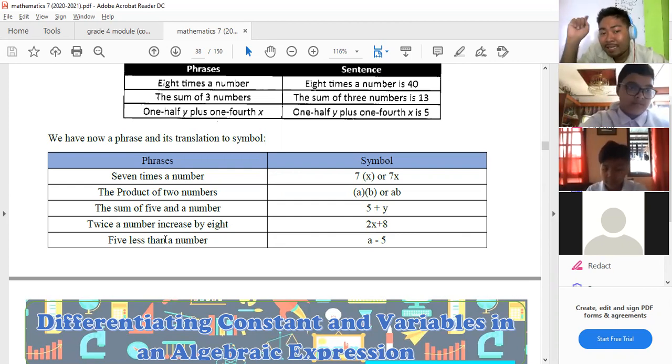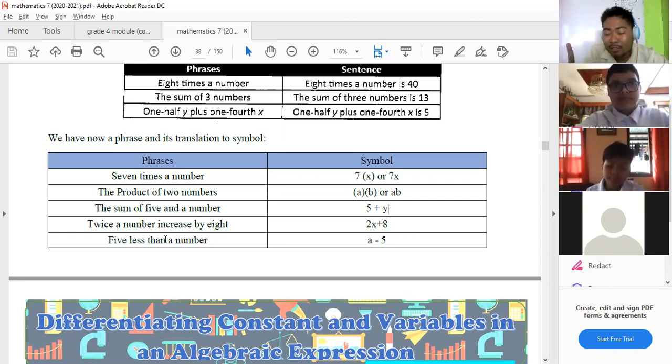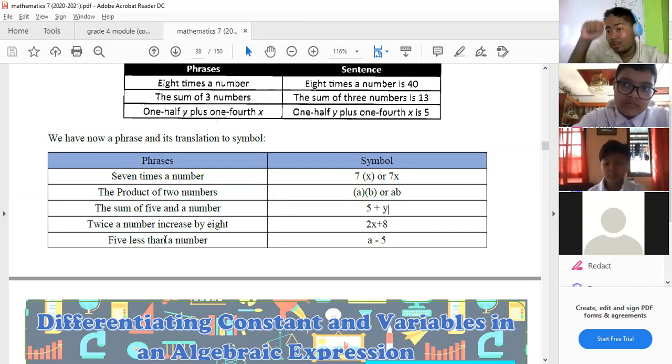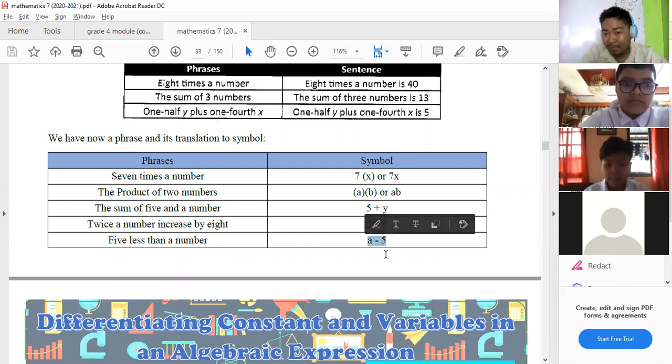Pag sinabing less than, dapat nauuna si a number. Kapag less than, yun lang naman yung pagkakaiba. Kapag sinabing less than, mapupunta si number dun sa dulo. So parang pabaligtad siya. It is a reverse. So 5 less than a number, 5 minus or pabaligtad a number. So it can be K for Ken, E for Eunice. Pwede yung ganun. So E minus 5. So kapag less than lang naman.